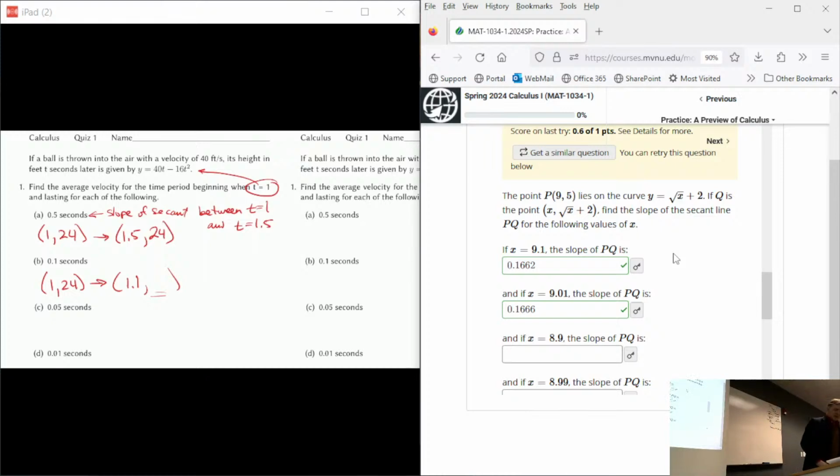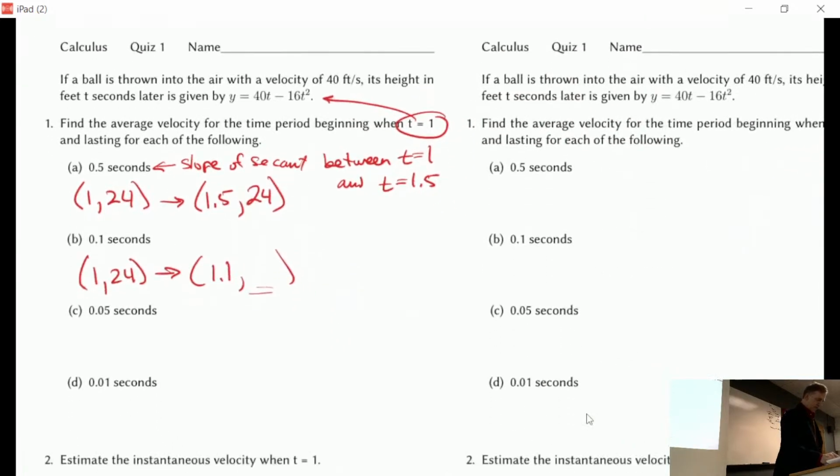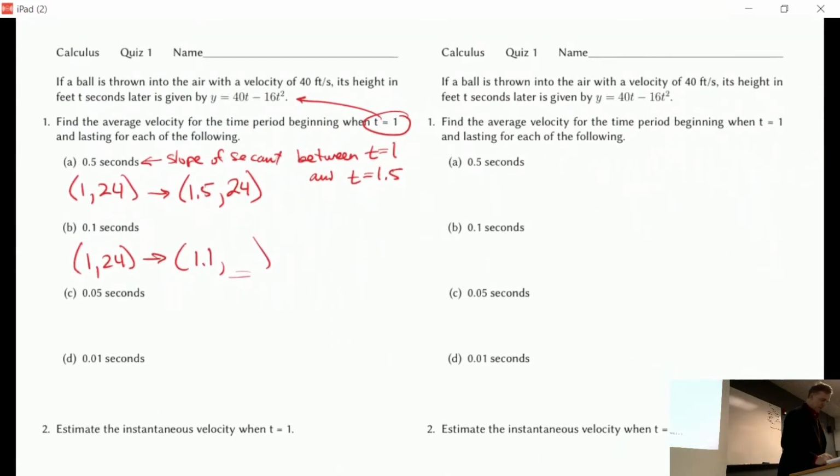So hopefully that won't be too harsh. There you go. And if you are watching from home, which at least one person is, there's the whole quiz. You can try it, and hopefully you'll do well.